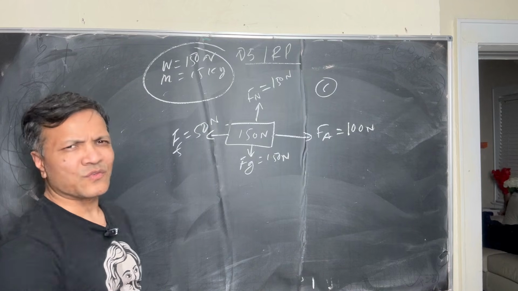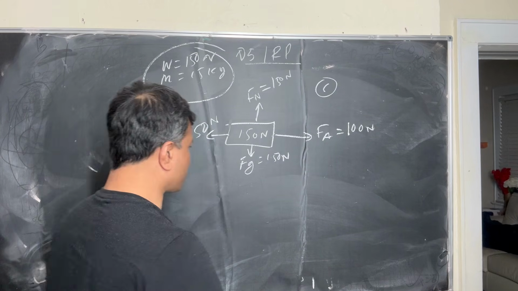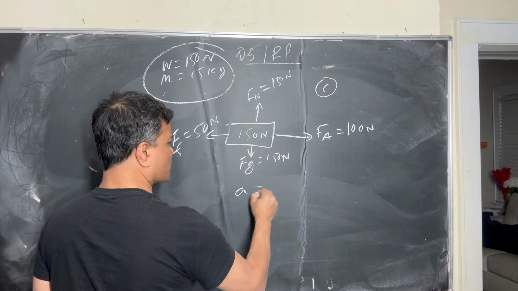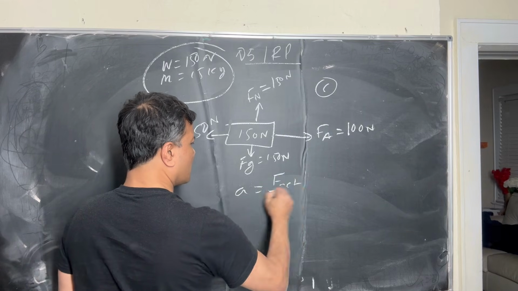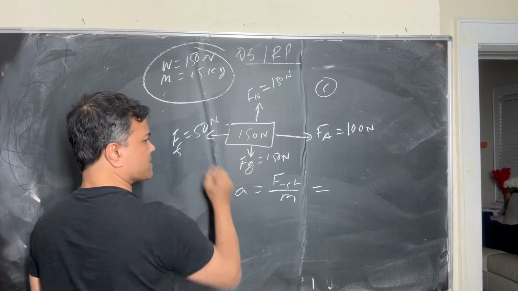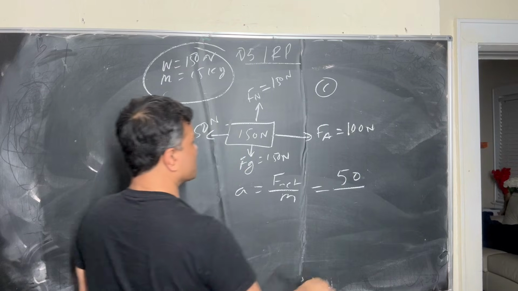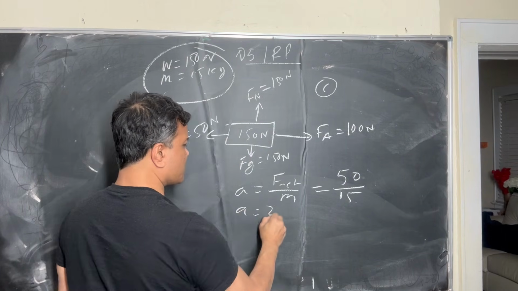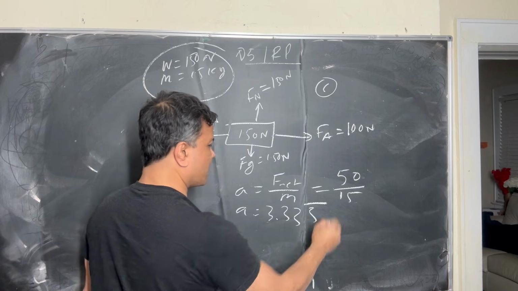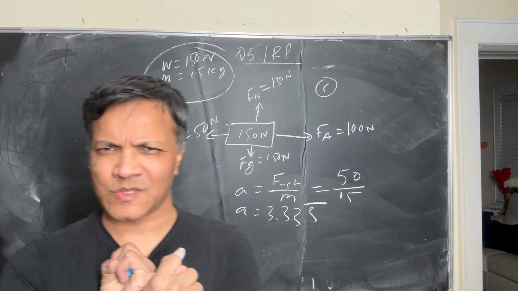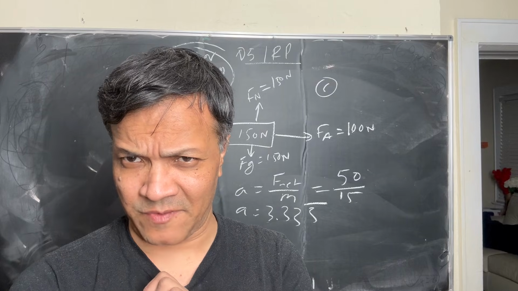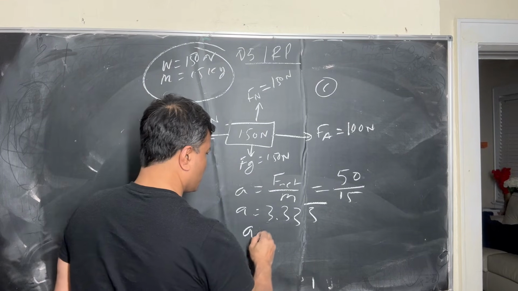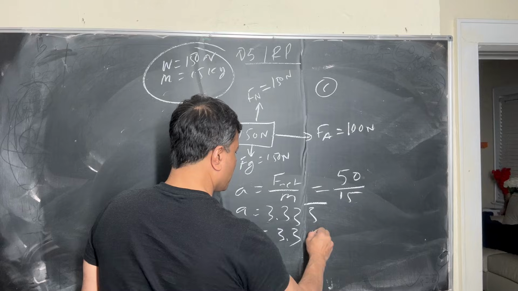Good. What we are trying to find? Acceleration. Acceleration is Newton's second law. a is equal to F net over m. F net is 100 minus 50, 50. m is 15. So acceleration is 3.333 forever. However, I asked for 2 sig fig. I did not ask for 3 sig fig. 2 sig fig meter per second square.